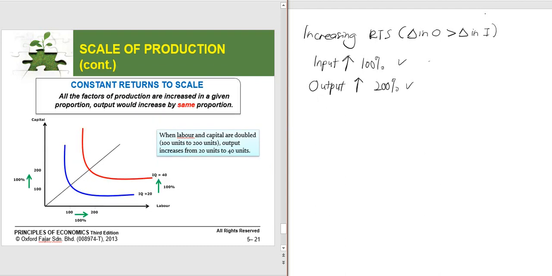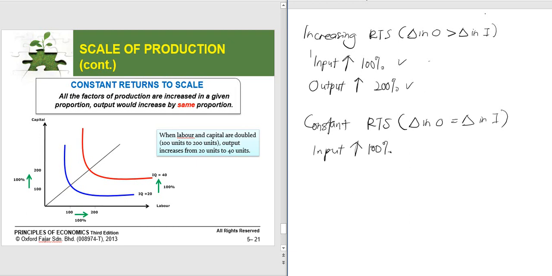Now let's continue back to constant return to scale. Constant return to scale is a situation where the change in output is the same as the change in input. So for example, you add an additional 100% of input, labor and capital, and you will get the same increase in the output, which is also 100%. So the change in input and the change in output is the same.